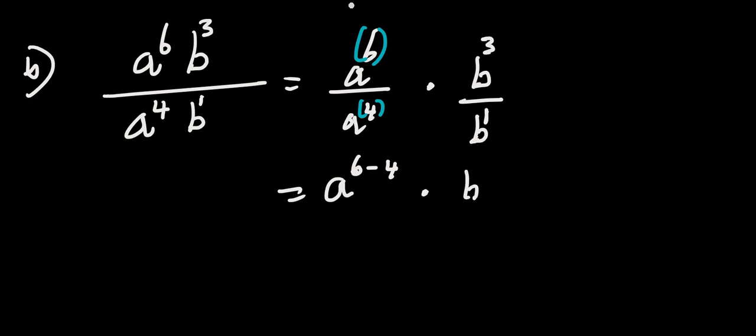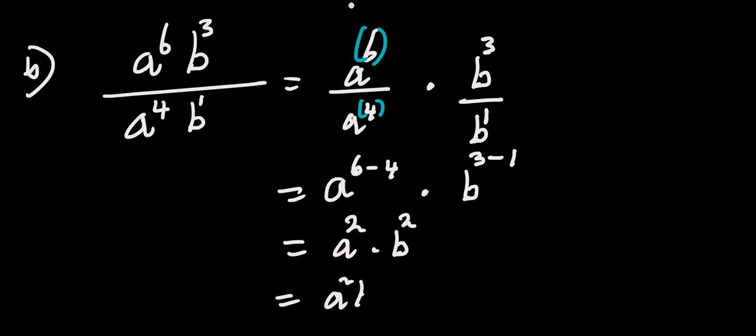So b, we apply the same to this. So this will become b exponent 3 minus 1. 6 minus 4 is 2, so a exponent 2 times b exponent 3 minus 1, which is 2. Good. So a exponent 2 times b exponent 2. So that gives you a squared b squared. Final answer. I hope this makes some sense.